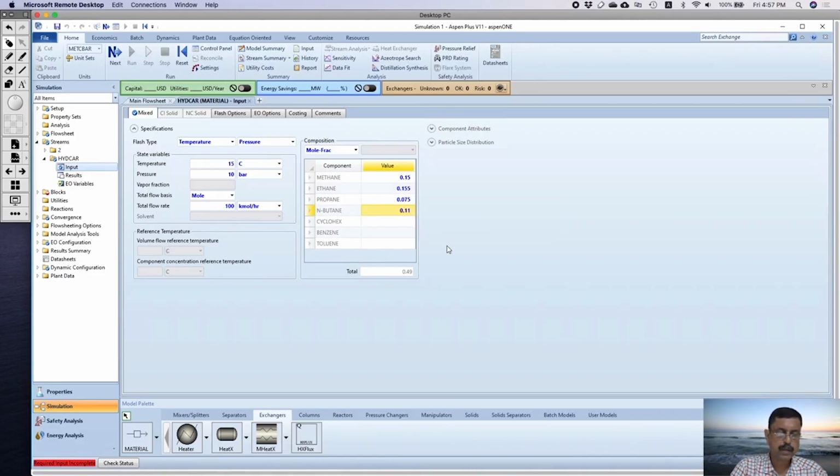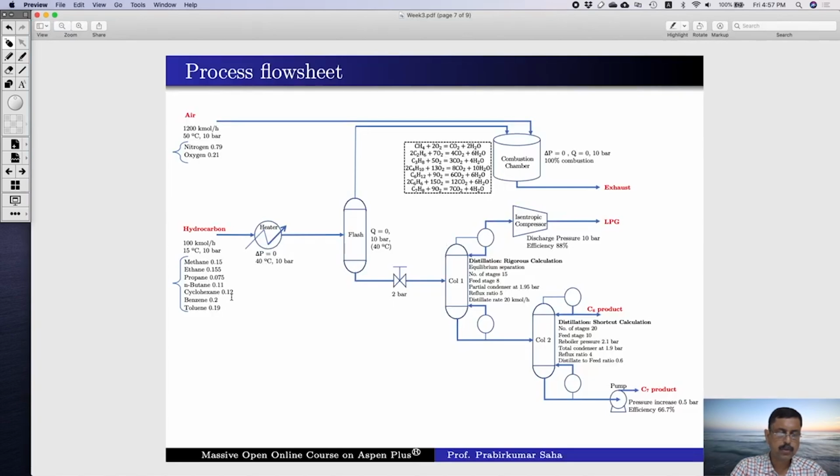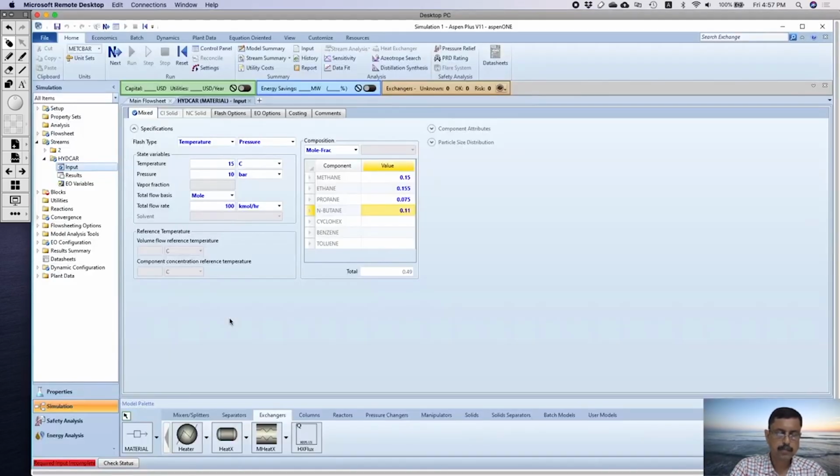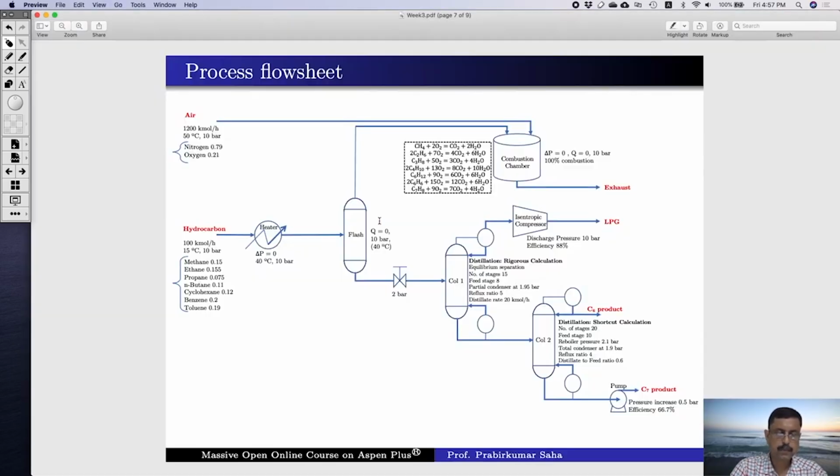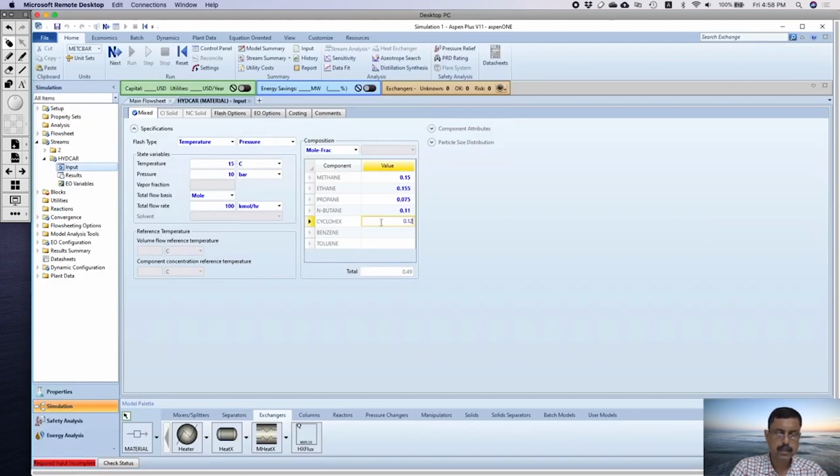Cyclohexane 0.12, benzene and toluene 0.2 and 0.19. So the total is 1. So we are ready with the input. Go to next.